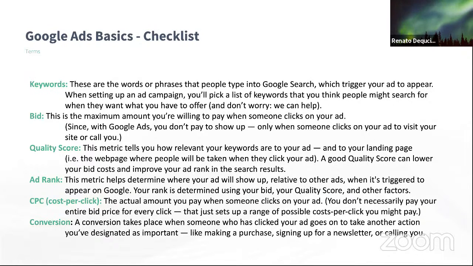The ad rank basically determines where your ad will show up in the relevant area of people looking for what you're advertising, and it also takes into account factors like your quality score and the keywords that you're using. Cost per click. This is the actual amount you'll pay for the amount of clicks on your ad.